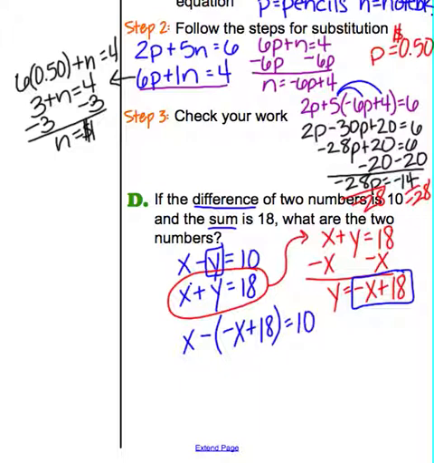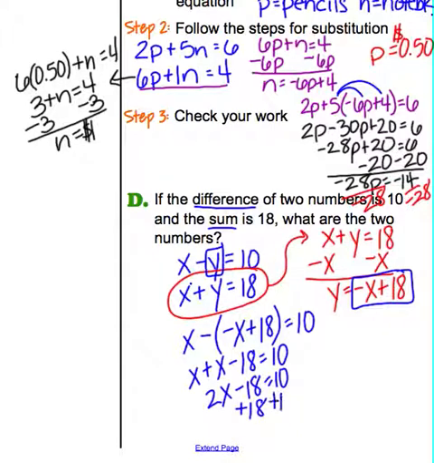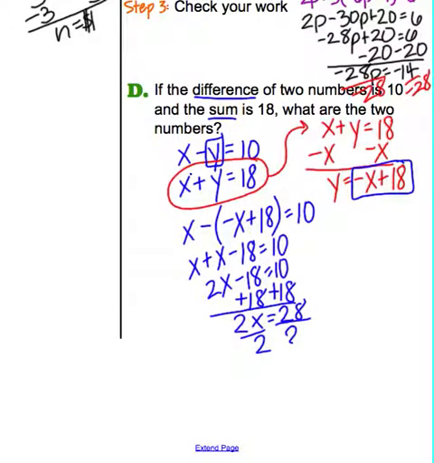We have to distribute this negative, just like we did when we were subtracting polynomials back in trimester 1. So that would end up being x plus x minus 18 equals 10, or 2x minus 18 equals 10. Add 18, giving me 2x equals 28, divide by 2, giving me x is equal to 14.